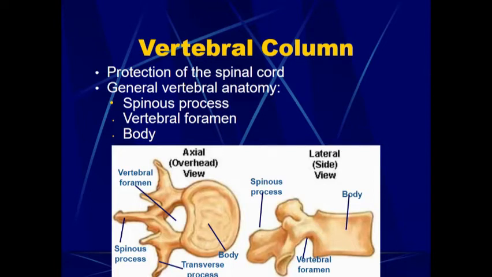On the posterior side is a spinous process. If you have seen someone bend over and you see these spikes coming out of their back, what you're seeing through their skin is the spinous process of their vertebrae. And then there's also a transverse process coming off of the side of each vertebra. The processes are there to help with muscle attachments.